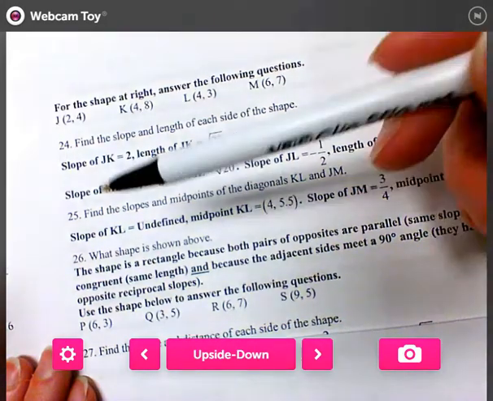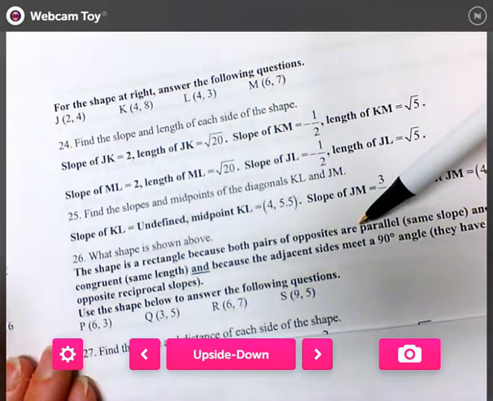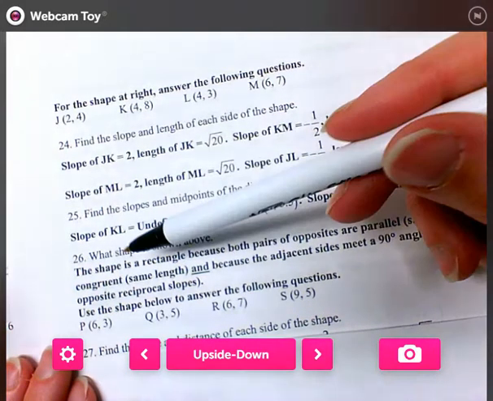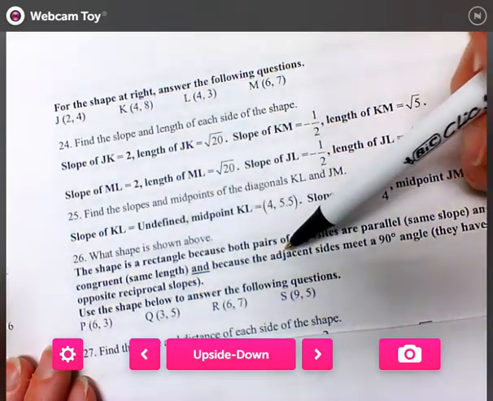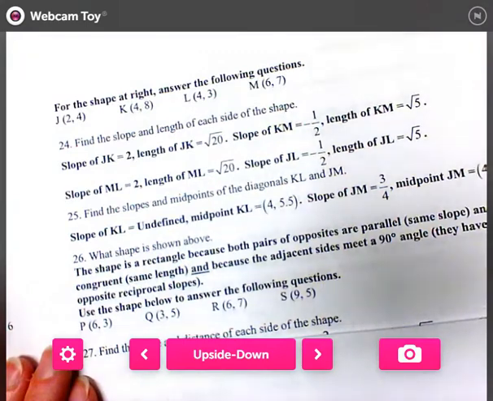What shape is shown? The shape is a rectangle because both pairs of opposite sides are parallel and congruent, and because the adjacent sides meet at 90 degrees, they have opposite reciprocal slopes. Okay.